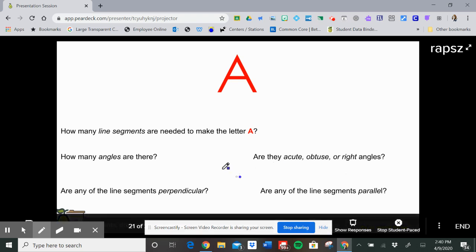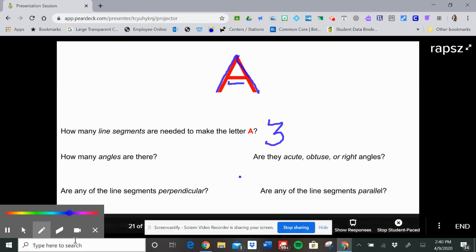How many line segments are needed to make A? I don't think anybody missed this one. That's 3. We have 1, 2, and 3. Blah, blah. I was looking for my other pen. That's okay though.